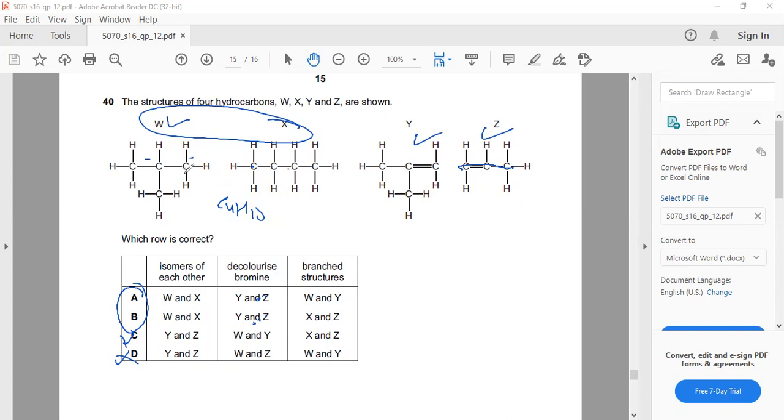Which one is branched? W is branched, Y is branched. So A is the answer. X is not a branched structure. So what is the answer? A.